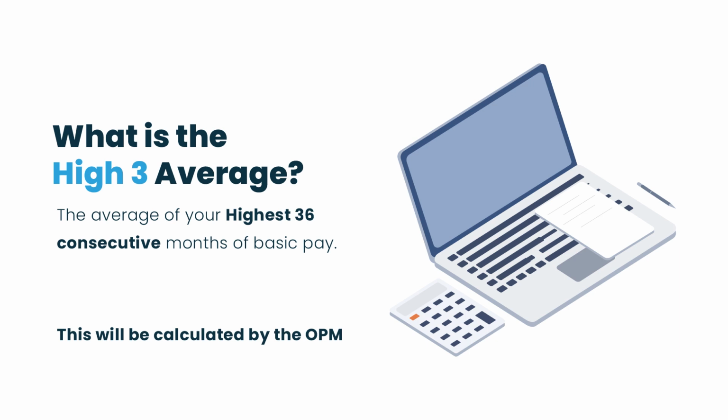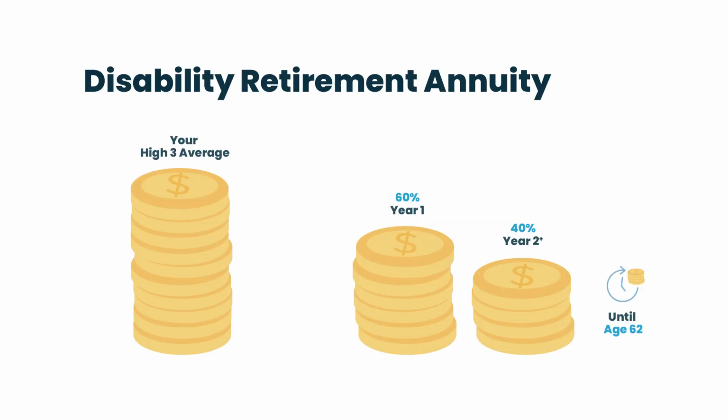So what is the high three average salary? This is the average of your highest 36 consecutive months of basic pay. This will be calculated by the OPM, but you can reach out to your HR to request a benefits estimate or look at your adjusted basic pay on your SF50 to get an idea of about where that high three would be. And just to recap, of your high three average, for the first year, you will receive 60%, and then every year after that will be 40%, all the way up until you turn 62, at which point it recalculates and becomes your regular retirement.